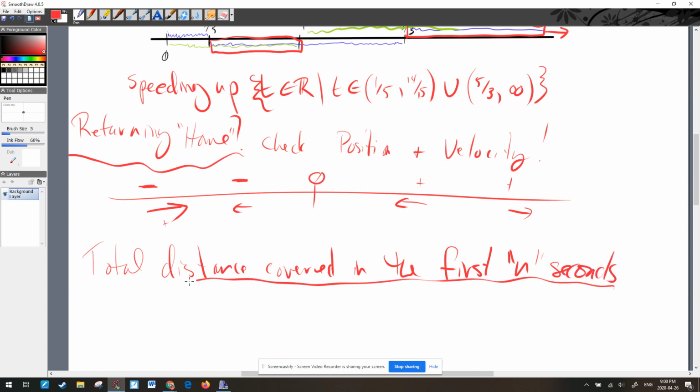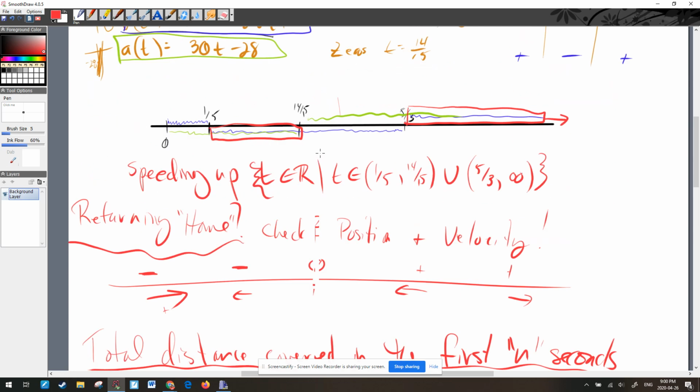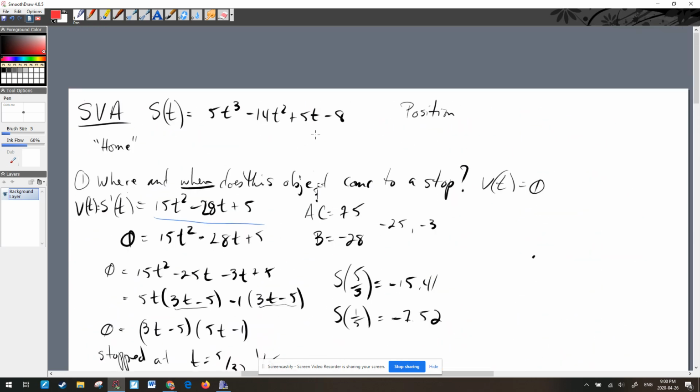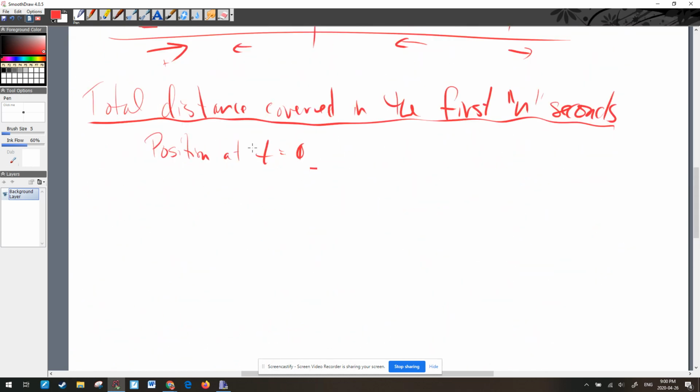And again, I'm not going to do all the work for this one. But what we have to consider is where we're at, so we need our position at t equals 0, okay? There were a few people in the class that, when I asked this question, assumed we started at 0. In this case, we're not starting at 0. We started at -8, right? So position at t equals 0, well, S at 0 in this case was -8, right?